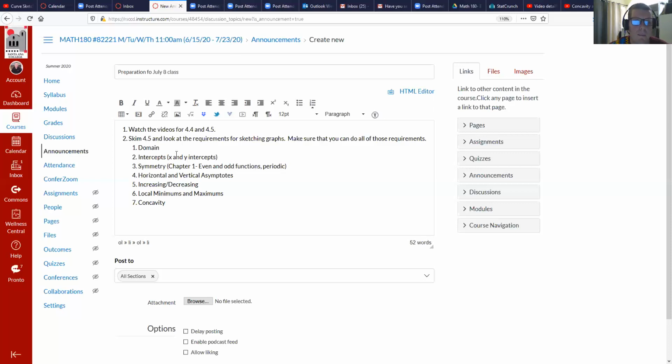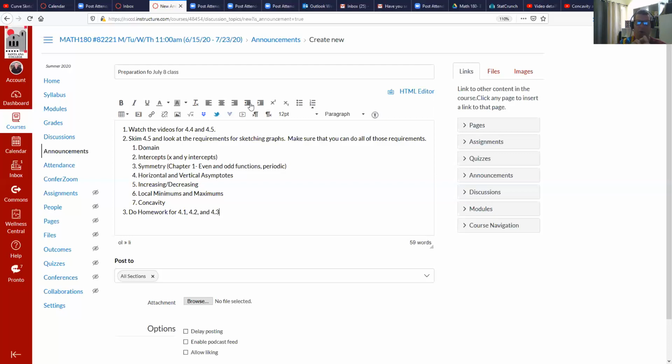When it comes to 4.4, basically what we're going to be doing is using another method to find limits. We're going to use the derivative to find some of these undetermined limits or undefined limits that we had previously. Rather than using algebraic tricks, we're going to use something called L'Hopital's. So just make sure that you watch the videos for 4.4. Okay. Do your homework for 4.1, 4.2, and 4.3.